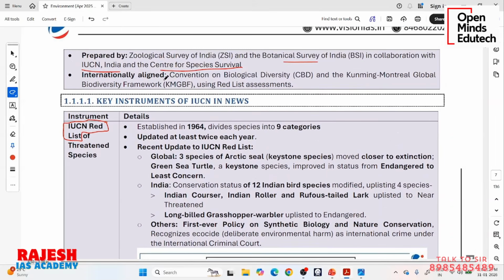So, here there is a line mentioning that our Red List book, our vision, is also aligned with some global conventions like the Convention on Biological Diversity, CBD. We will see what this CBD is. Okay, in future, we will see what this CBD is.